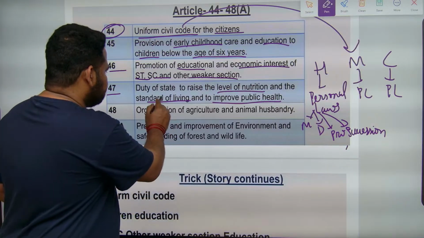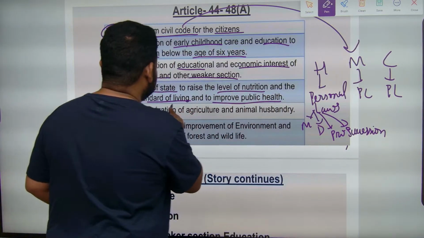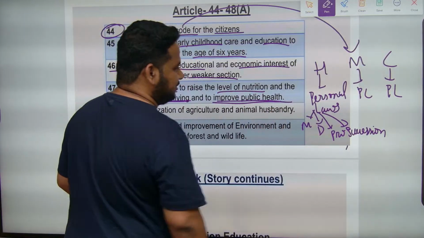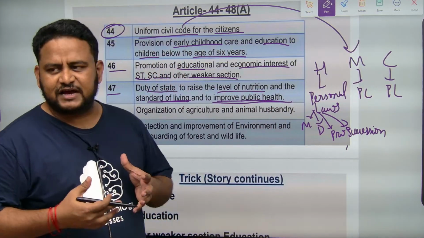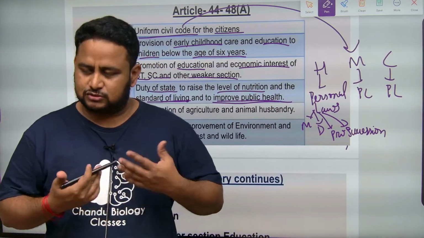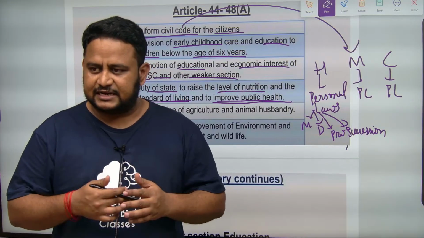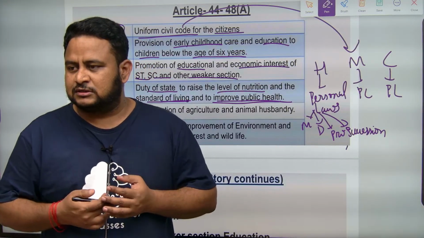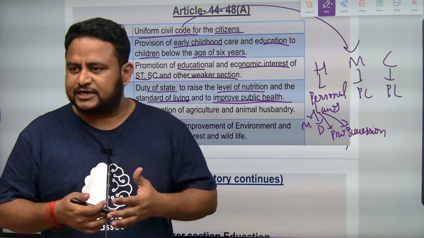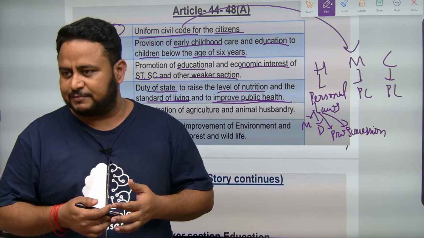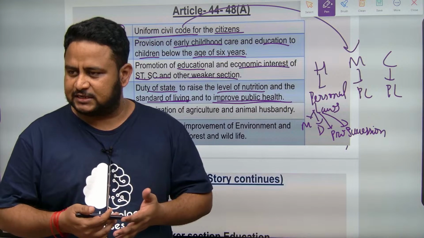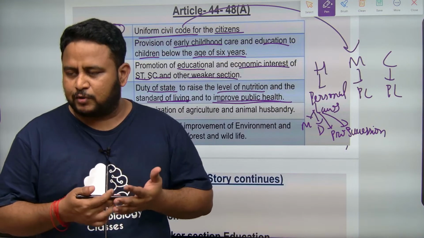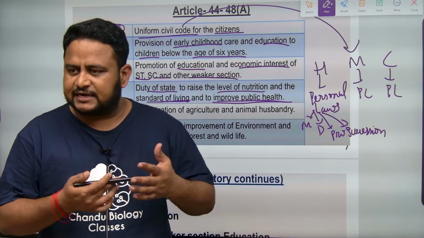So that is the duty of the state, to raise the level of nutrition and the standard of living and to improve public health. Suppose health and nutrition is given to the children at an earlier age. If health is good, their cognitive development will be good and their physical development will be good. Because of that, they can study better and get proper education. Because of that, they can get proper jobs.